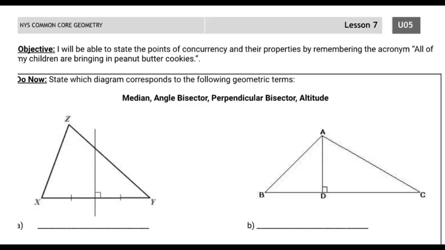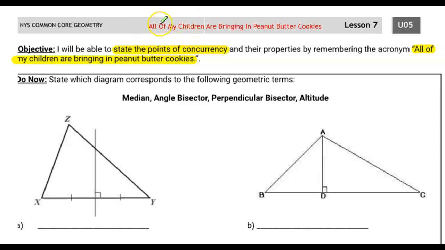Our objective for today, we're going to be able to state the points of concurrency, identifying them by name, by remembering this acronym. All of my children are bringing in peanut butter cookies. Now, it sounds like a very silly acronym to say, but remember, it's supposed to be memorable. You're supposed to remember the words so that you can use those words to remember the different types of centers.